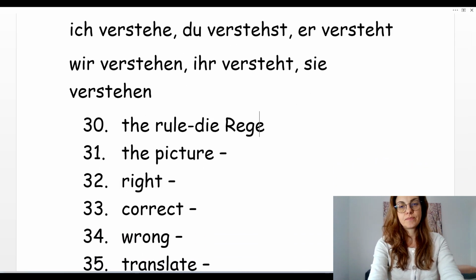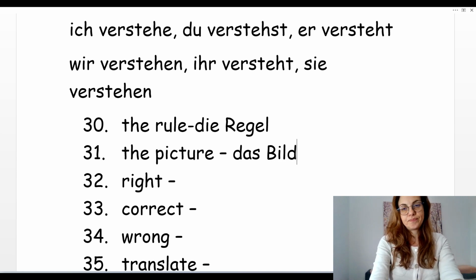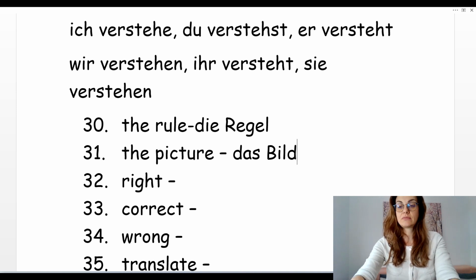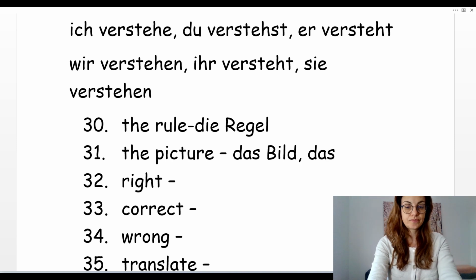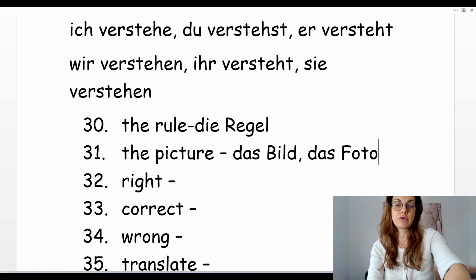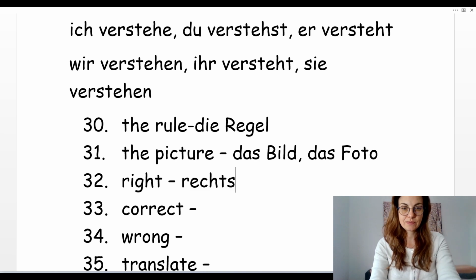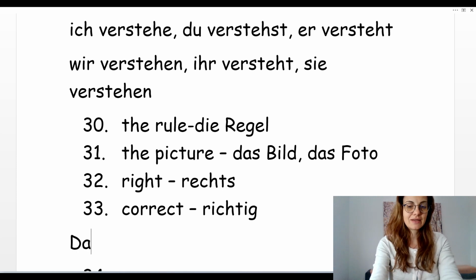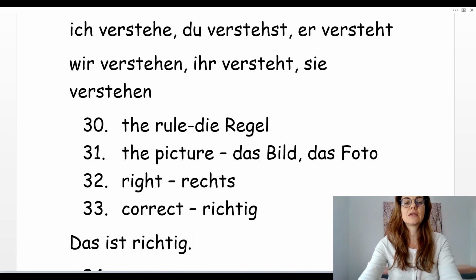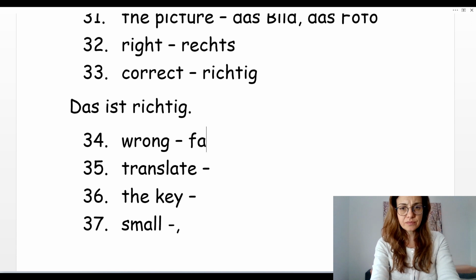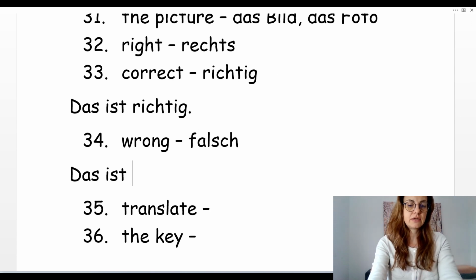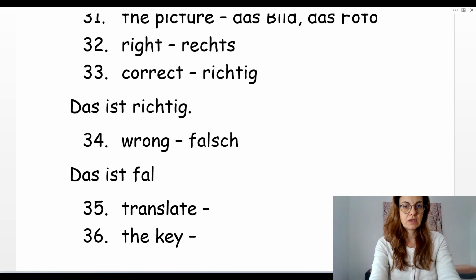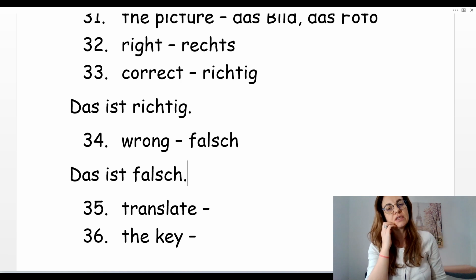The rule is die Regel. The picture is das Bild. The picture on the wall or the painting, das Bild. Or das Foto. Right is rechts. Correct is richtig. So that's correct. Das ist richtig. Or falsch. Das ist falsch.